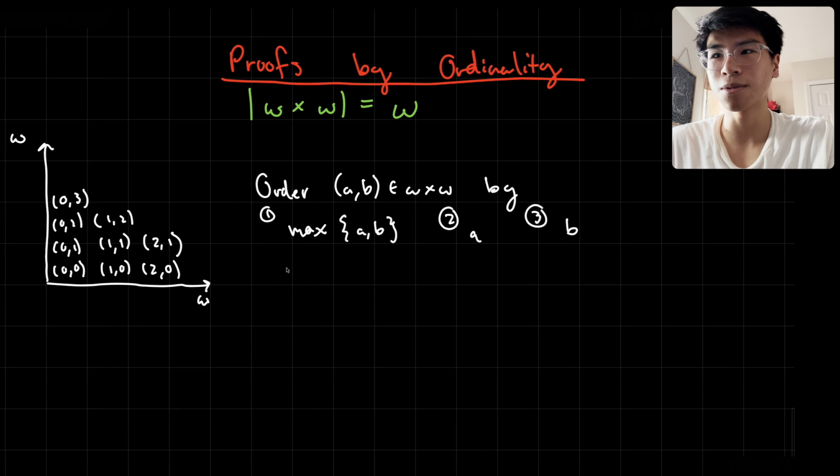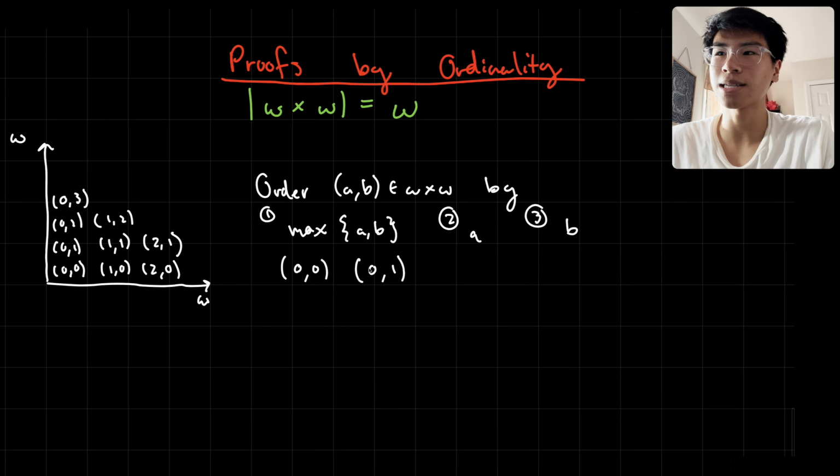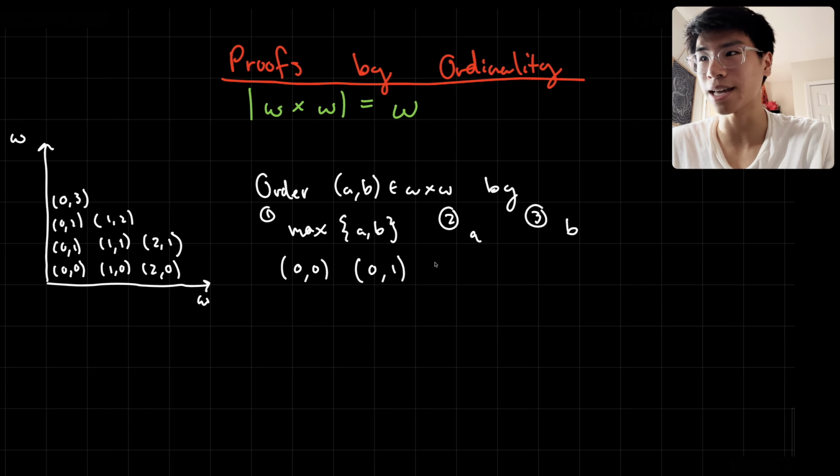So this ordering would look like this. The first element would be 0, 0. It has the smallest A, B, or maximum of A or B. The second element would be 0, 1. That's the next highest maximum of A or B that you could get, the smallest A that you could get, and the largest B that you could get.